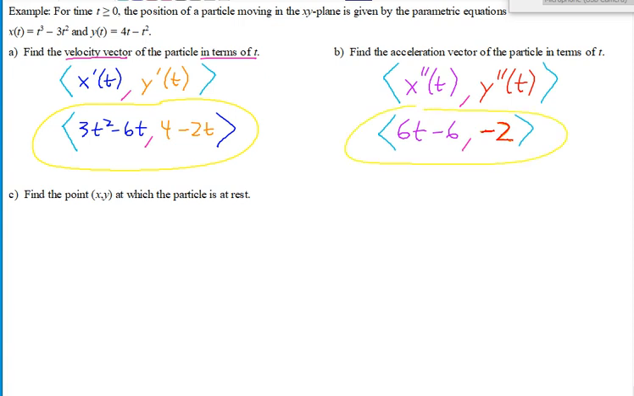Now, part C says find the point (x, y) at which the particle is at rest. So at rest, again, means it's not moving. What's different about this is that normally you would just set velocity equal to 0 if it was a one-dimensional problem with velocity. But here, there are two components of velocity. So it still means at rest always means the velocity is 0.